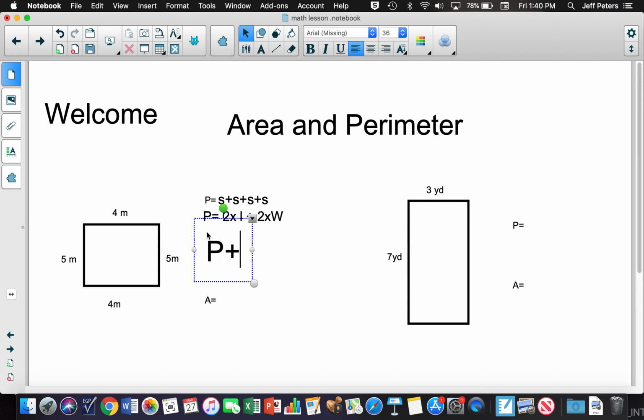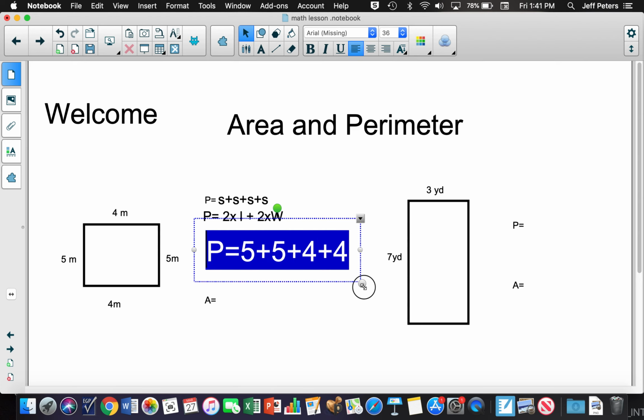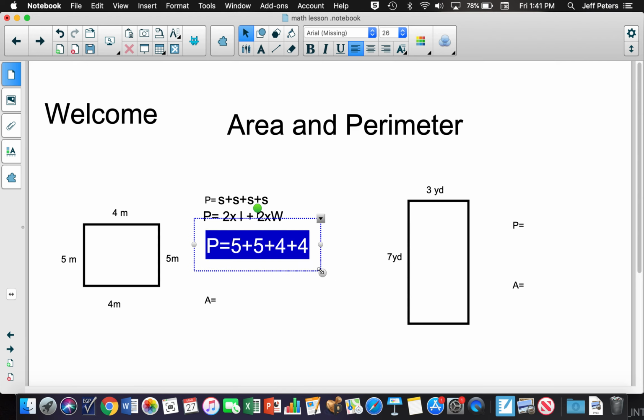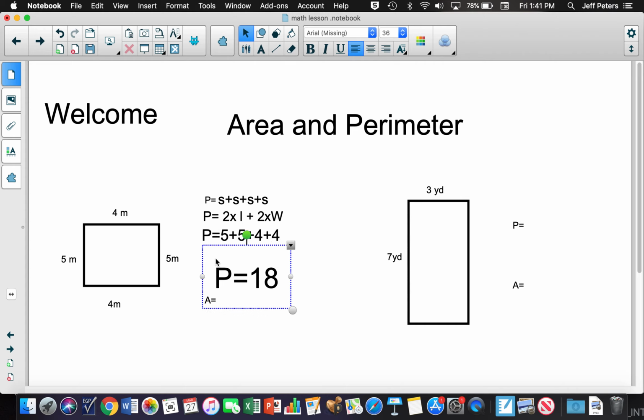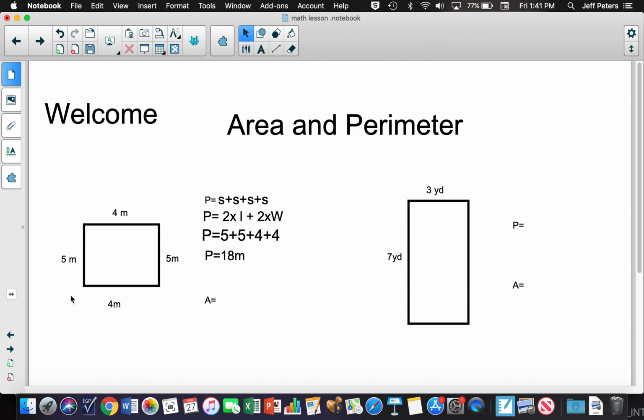So now we can start to fill in. We have 5 plus 5 plus 4 plus 4. And then we can go ahead and add those values. We have P equals 18 meters. Excellent. So now let's go ahead and do the area of this rectangle.